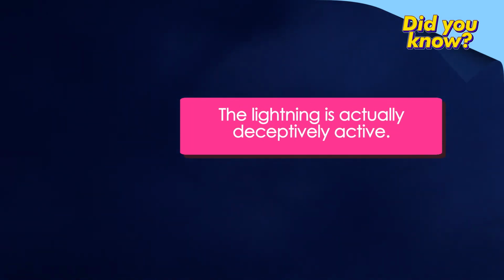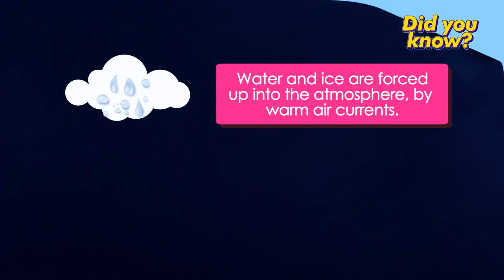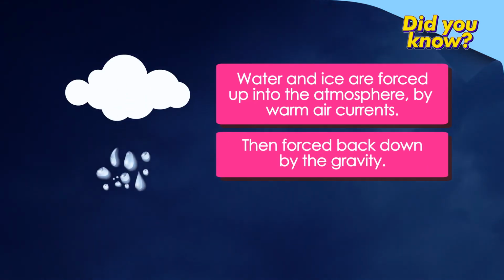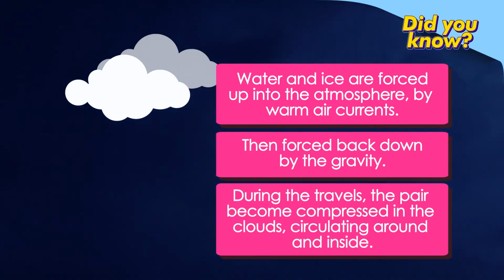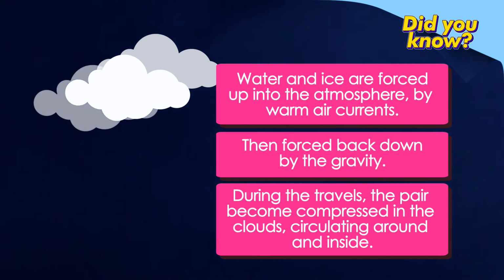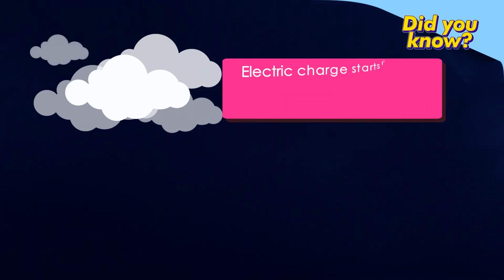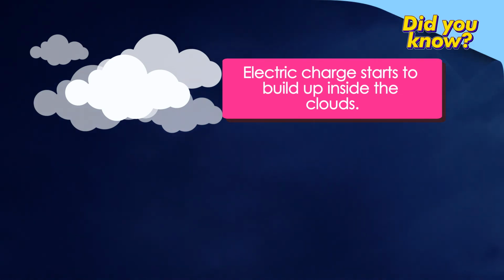While the clouds may seem to be peacefully moving across the sky, they are actually deceptively active. With ever-changing weather conditions, water and ice are forced up into the atmosphere by warm air currents and then forced back down by gravity. During their travels, the pair become compressed in the clouds, circulating not only around but also inside. Over time, an electric charge starts to build up inside the clouds, similar to when you rub a balloon against a surface to create static electricity.